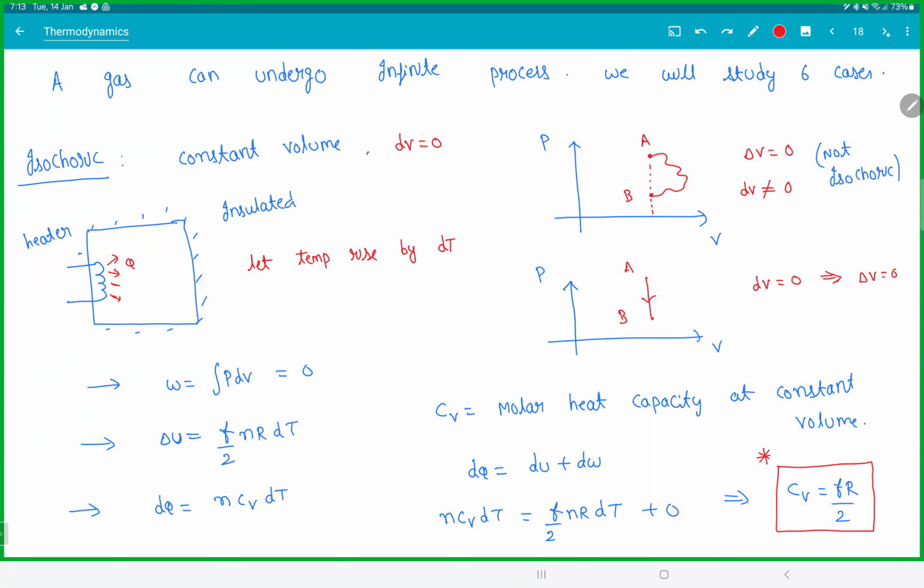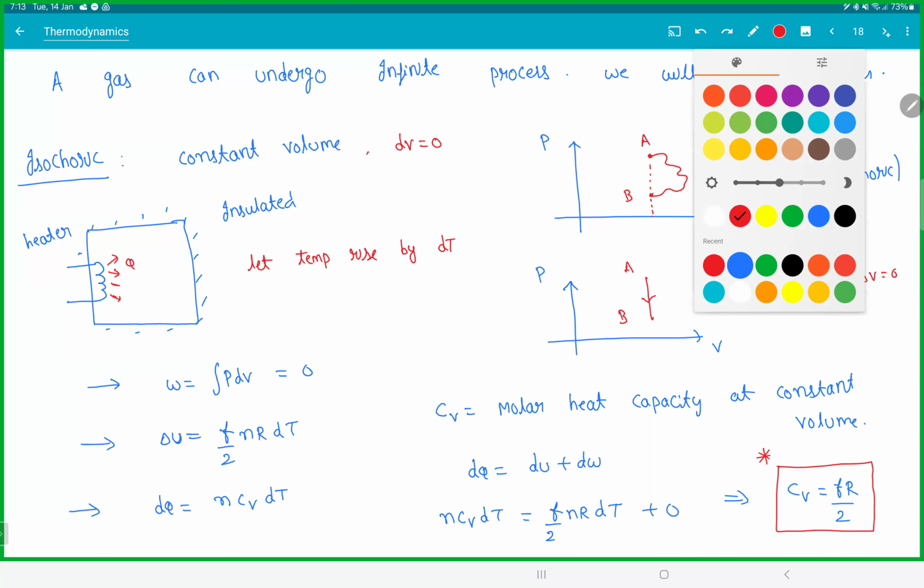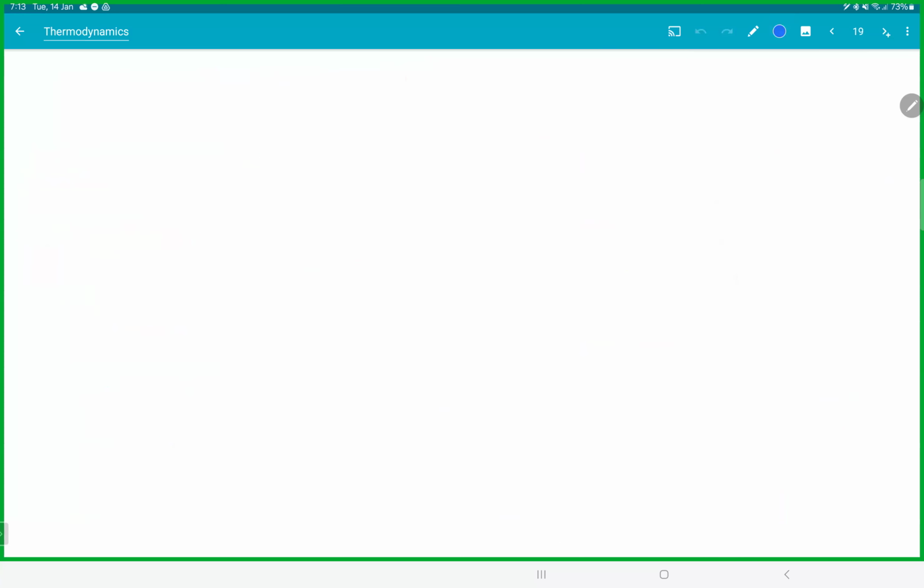Cv is the same as molar heat capacity, molar heat capacity for constant volume. So that V there at the tail simply meant we derived that in a constant volume process.